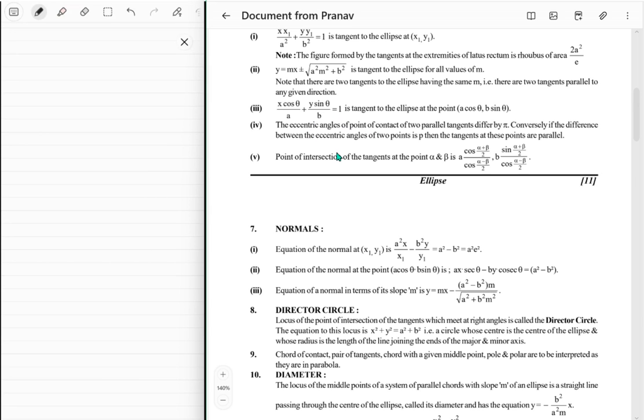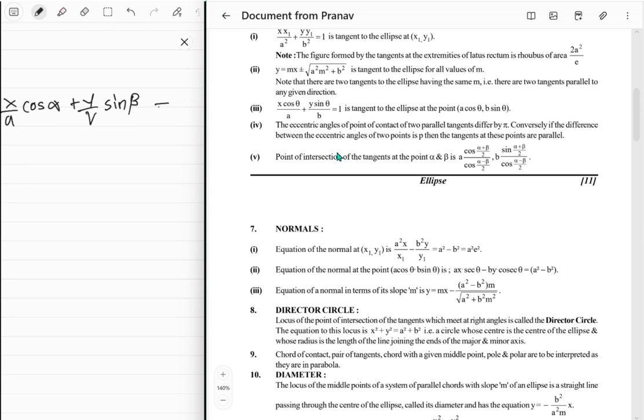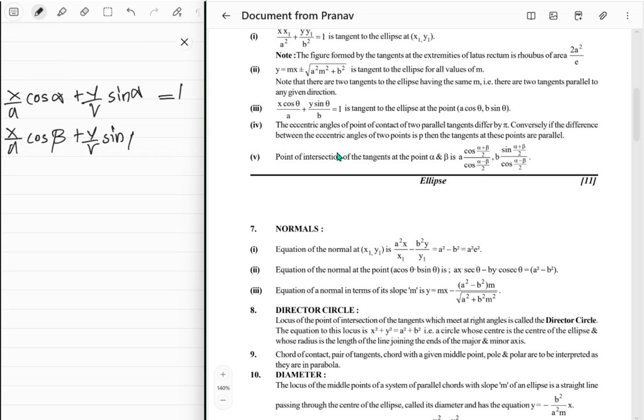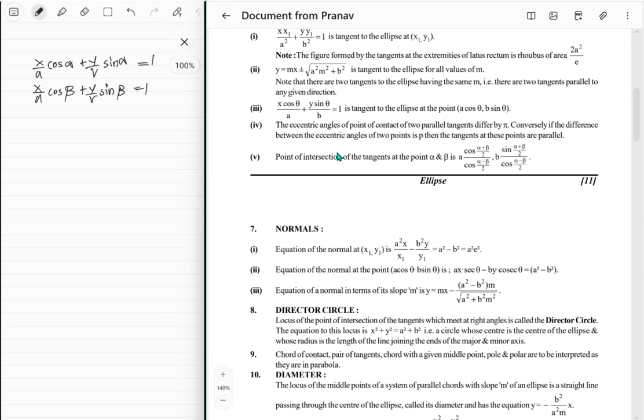Okay. Think about it. What's it like? So say that point is x and y, so x comma y. What do we know? It's going to satisfy these things. x upon a cosine of alpha plus y upon b sine of alpha is equal to 1, and at the same time it's also going to satisfy this: x upon a cosine of beta plus y upon b sine of beta is equal to 1.